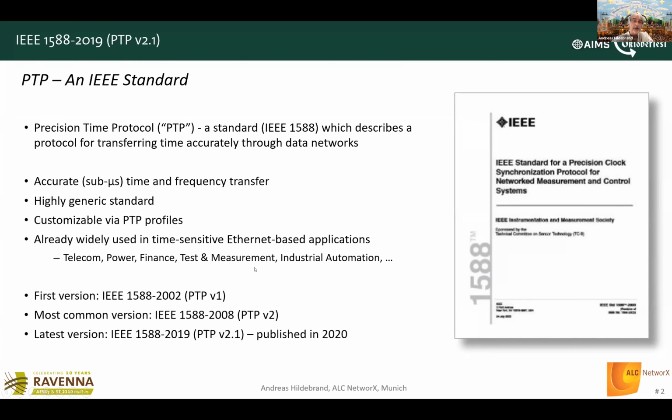We currently have 3 versions of 1588, the initial version being published in 2002, known as PTP version 1. Then we had the most common version. I was about to say the current version, but the current version is now the latest version. But the most common version is the 2008 version, PTP version 2. And the latest version has been published in 2020. We just spoke about the time it takes from finishing the standard, which actually is 2019, but it wasn't published before some months into 2020. That's procedures. So that's what it's about.